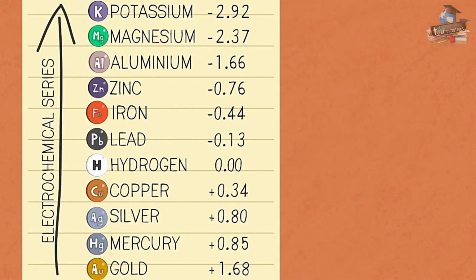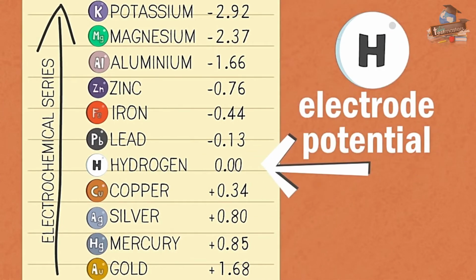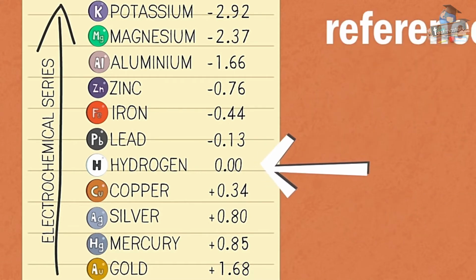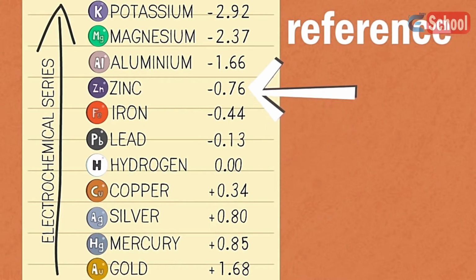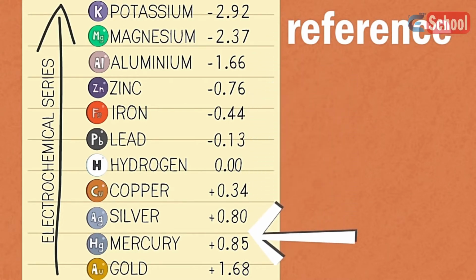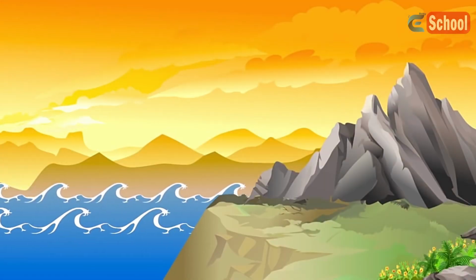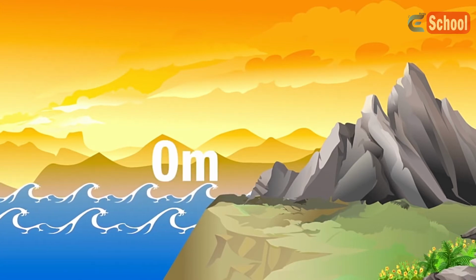The answer is that hydrogen has an electrode potential of 0 volts. The significance of this is that it acts as a reference. All other electrode potentials are measured against this value. It's a bit like the heights of a mountain, which are relative to the sea level. The sea level is given a height of 0 meters.